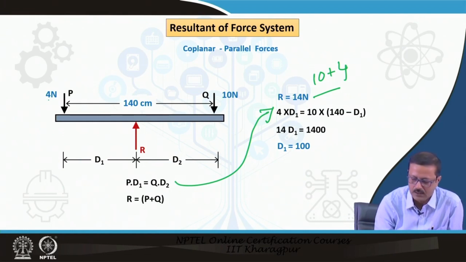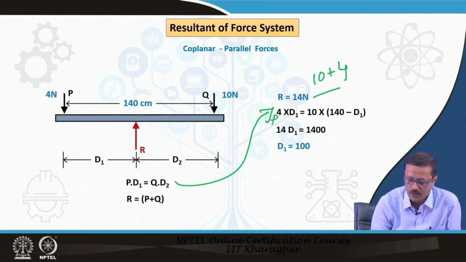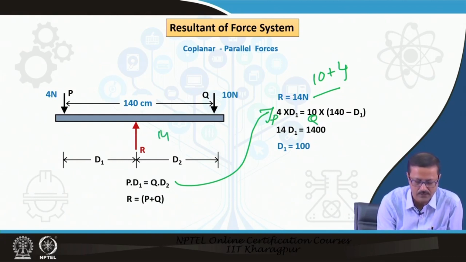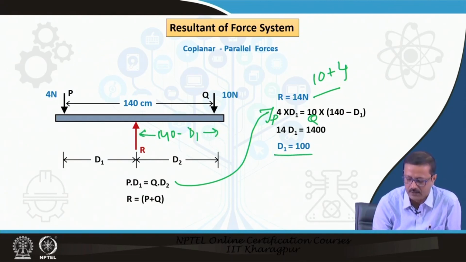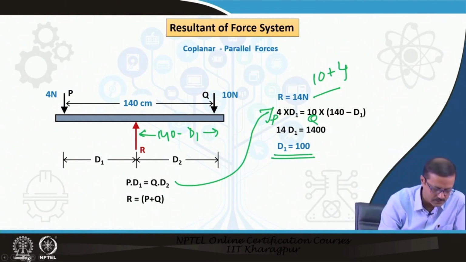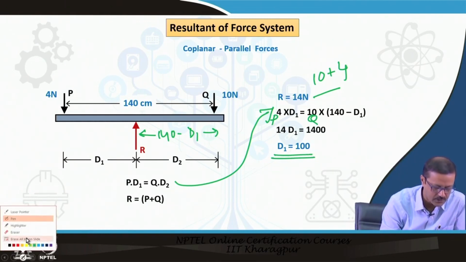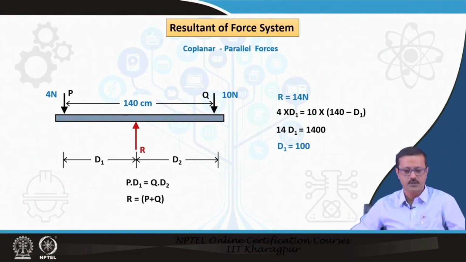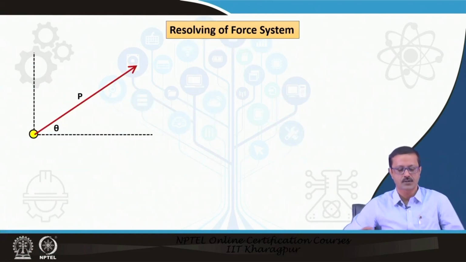Why 4? This is my P, at distance D1. I do not know the D1, the location. And the 10 is this Q into 140 minus D1, this distance, if this is the D1, this is 140 minus D1. So I will now multiply and find out that D1 is equal to 100 centimeter or so. That way I can also find out the location of the resultant force of the parallel force systems.